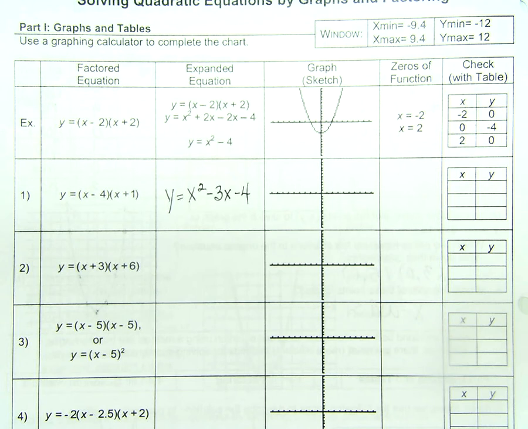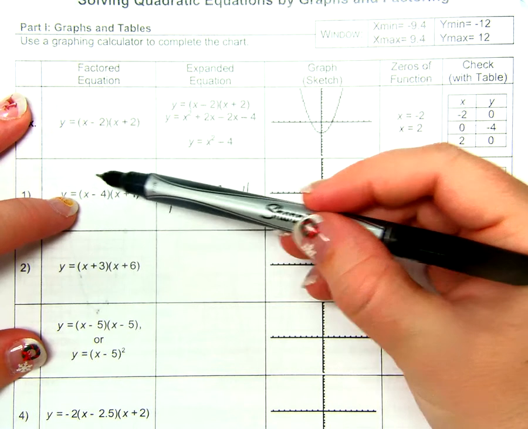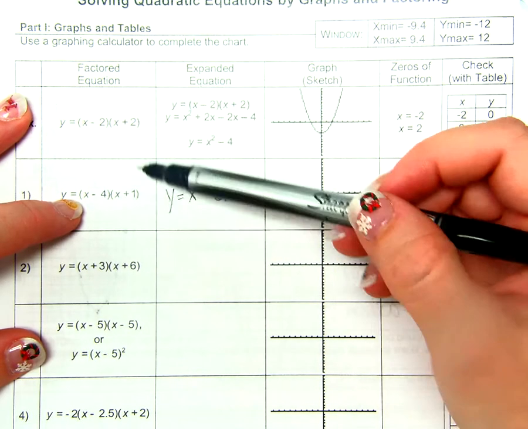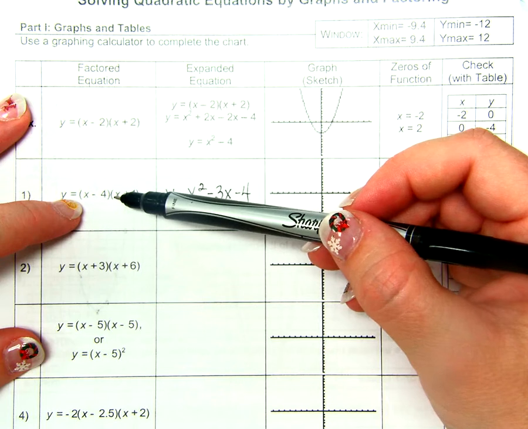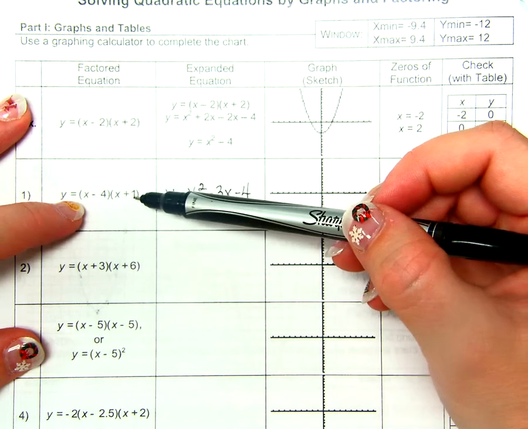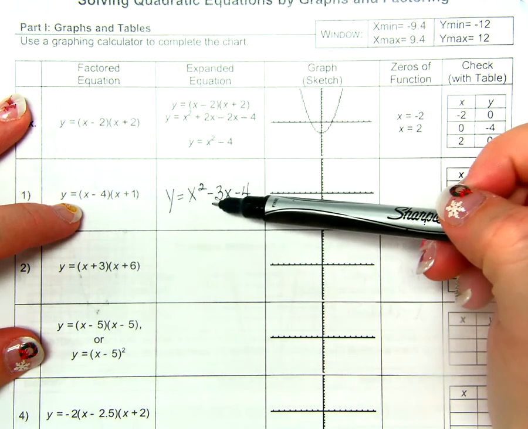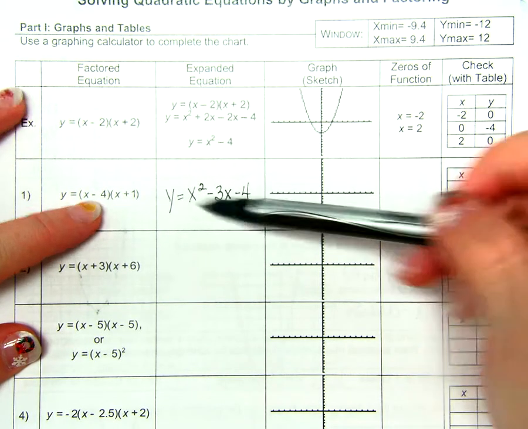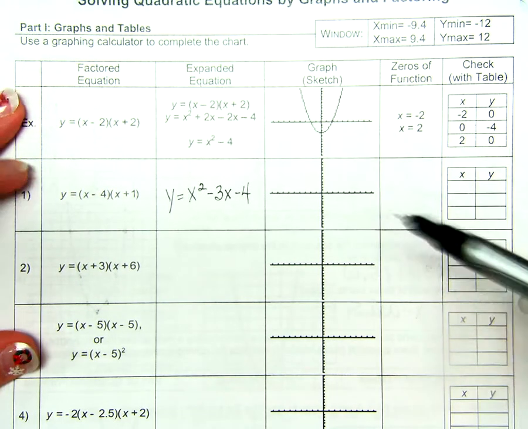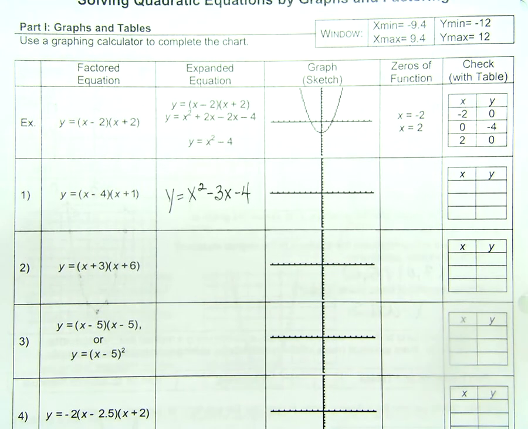Now, if you'll remember, we talked about the fact that we can skip that middle step if we need to, can't we? Because we can do some of this in our head. X times x is x squared. X times positive 1 is 1x. Negative 4 times x is negative 4x. So a positive 1x and a negative 4x is negative 3x. And then negative 4 times positive 1 is a negative 4. Does everybody see where that came from? Okay. What does the graph look like?